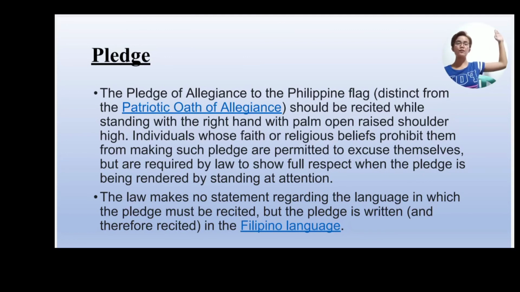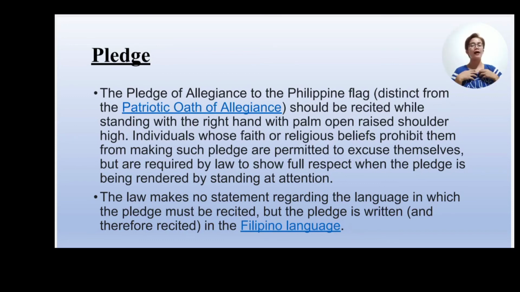Instead, you must be proud nga naga-pledge ka o nagapanumpa ka sa imong country. Okay? Naga-pledge ka sa imong loyalty and support sa imong country. Individuals whose faith or religious beliefs prohibit them from making such pledge are permitted to excuse themselves, but are required by law to show full respect when the pledge is being rendered by standing at attention.